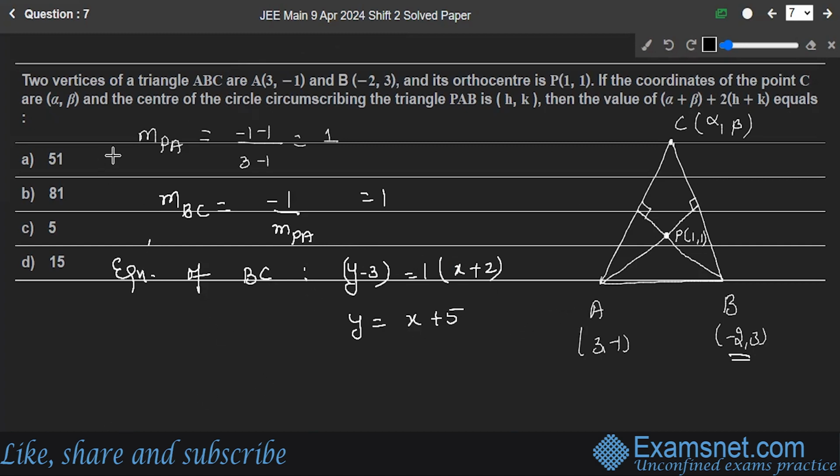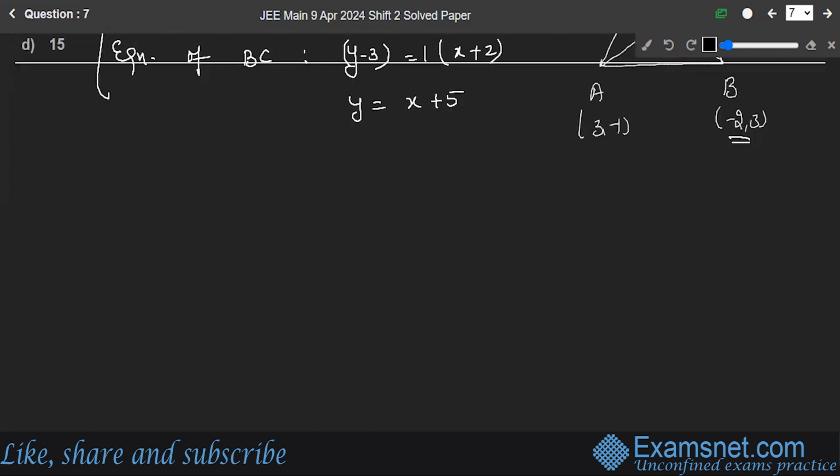Now, similarly, let's pick up the second pair, which is your CA. I will frame the equation for CA. For that, the very first thing, the slope of BP is equal to 3 minus 1 upon minus 2 minus 1, which is equal to 2 upon minus 3, which is equal to minus 2 upon 3.